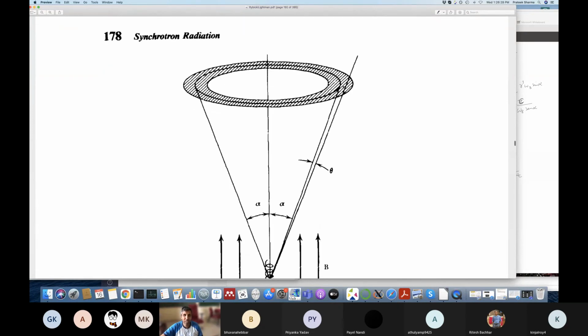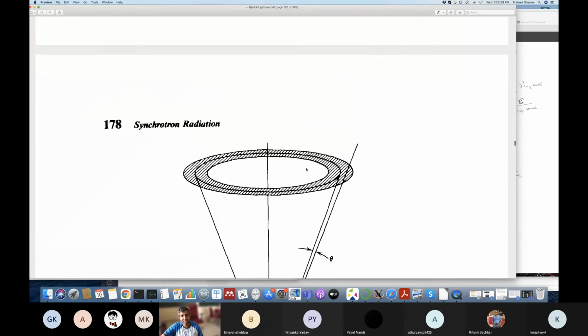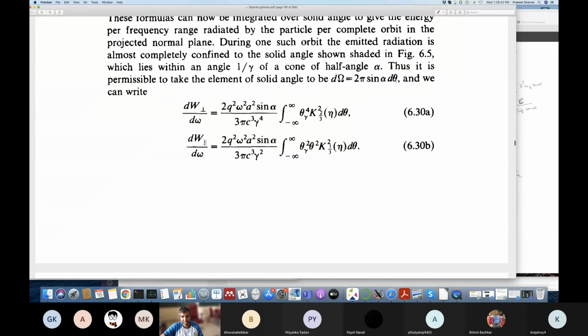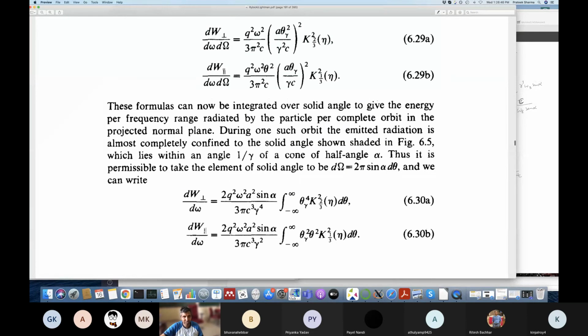So how do you do that? This is the solid angle. The solid angle d omega is just 2 pi sine alpha d theta. So you integrate these over 2 pi sine alpha d theta and integrate over all thetas. So you have the sine alpha factor, and you have these integrals.